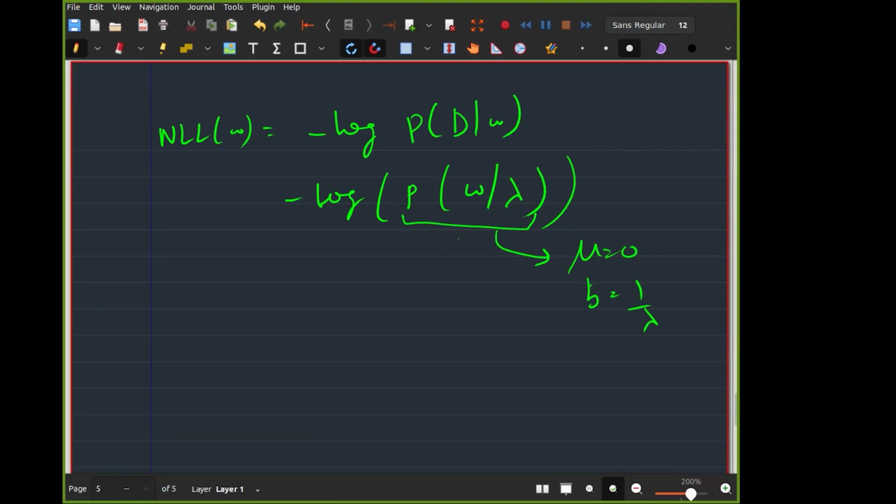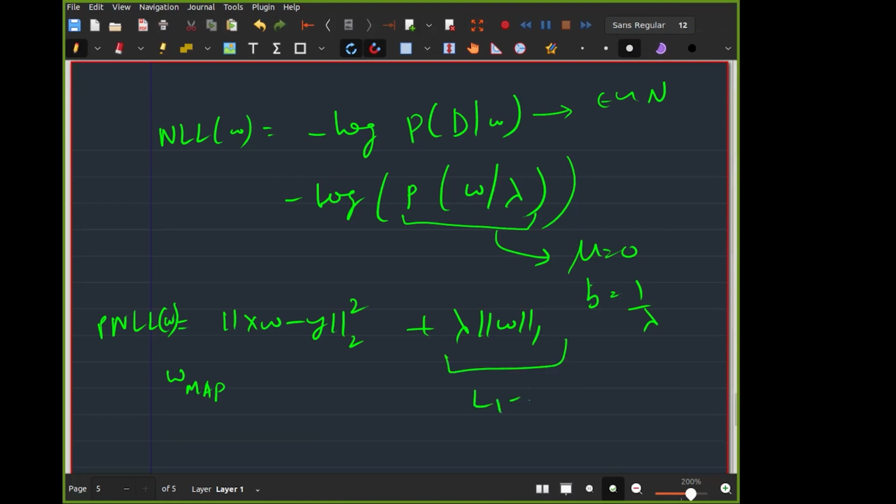Either way, when you substitute everything here, obviously the first term is your error being normal. So if you substitute everything, what you'll get is xw minus y whole square, L2 norm squared, plus lambda times L1 norm. So that's what you'll get, which is your negative log likelihood. Not exactly, so I'll say it's PANLL, which is a penalized thing, right? So basically, once you optimize this, what you'll get is WMAP, maximum a posteriori, because we have a prior term here. So anyways, this is also called L1 regularization, right?